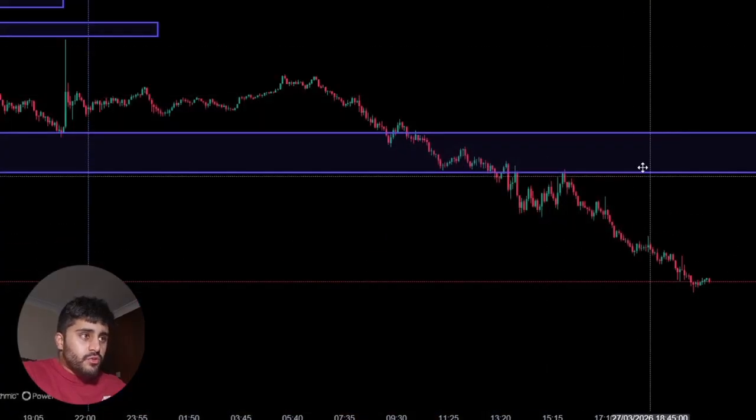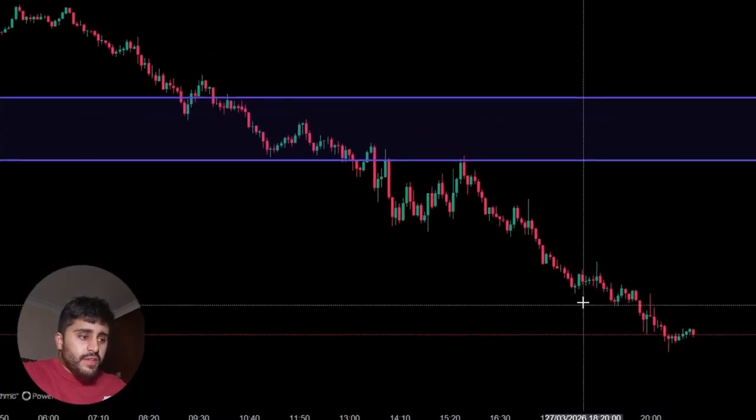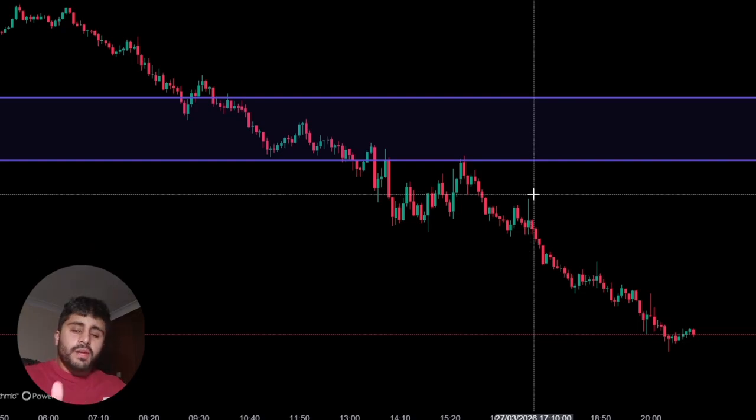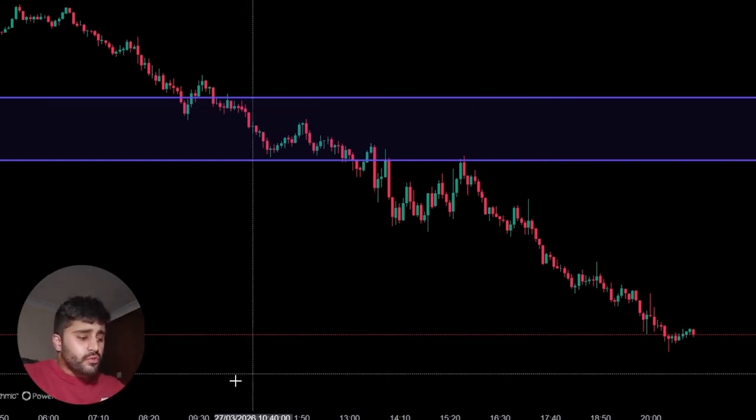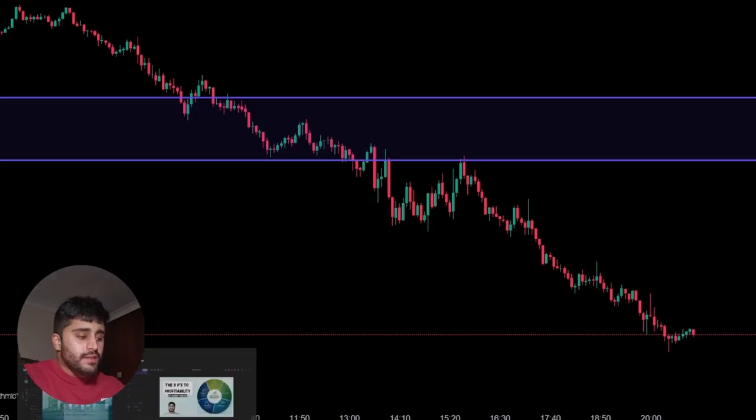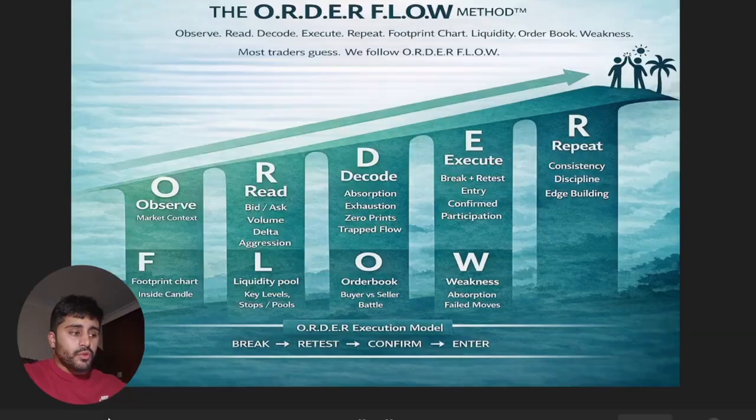Now, if we go to the footprint charts right now, this is a candlestick chart. This is what people think they need to trade. So we have our key level. We've gone through O, the observe. I'm going to assume you have your market context correct. You understand where your key levels are, where your structure is, and your premium and discount.